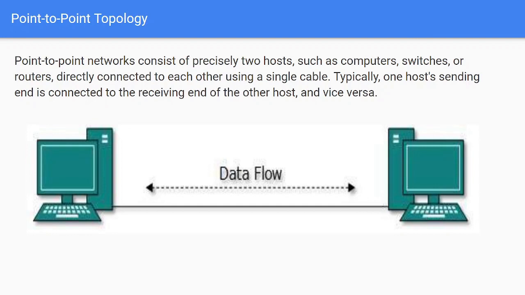So computer A would probably take on the sending side while computer B takes on the receiving side, right? So point to point is basically one line of communication between two devices. You get?